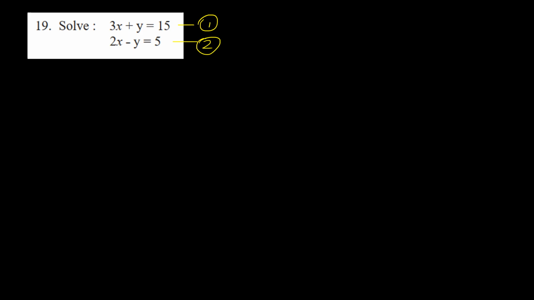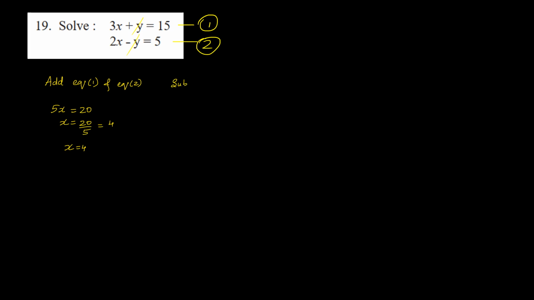So if you add equation 1 and 2, you can cancel plus y and minus y. What will you get? 3x plus 2x is 5x, plus y minus y gets cancelled, is equal to 20. x is equal to 20 by 5, which is 4. So the value of x is 4.